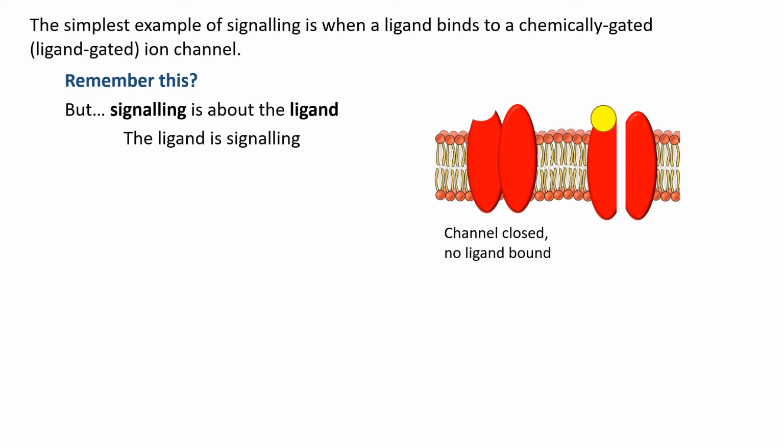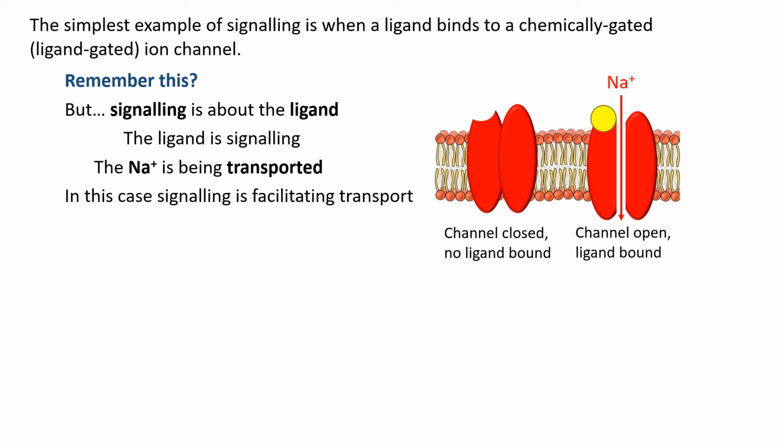The ligand is doing the signaling. The Na plus, the sodium, is being transported. And it's important that you keep that differentiation in your mind. If you think about it, the ligand that's binding to the channel is not being transported anywhere. It's signaling. But that signaling is facilitating the transport of sodium.